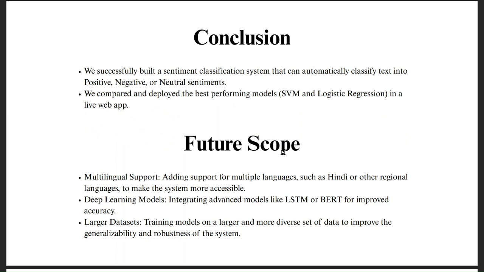The conclusions were: we successfully built a sentiment classification system that can automatically classify text into positive, negative, and neutral sentiment. We compared and deployed the best performing models in a live web app. And the future scope includes multilingual support, deep learning models, and larger datasets.